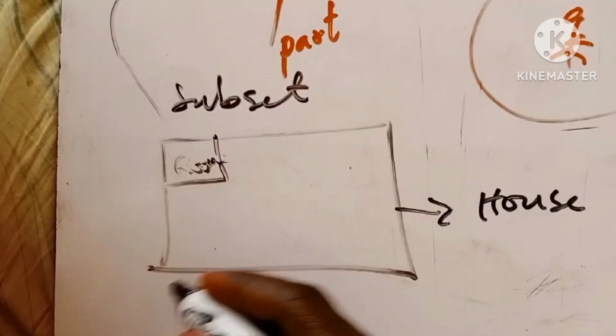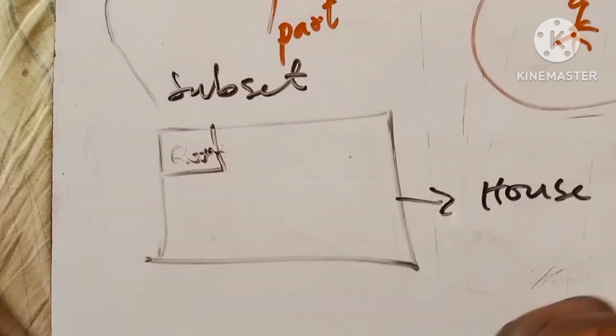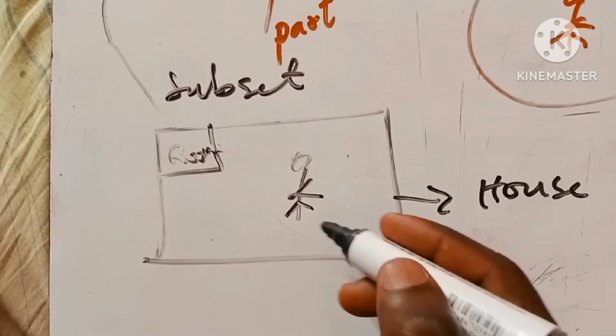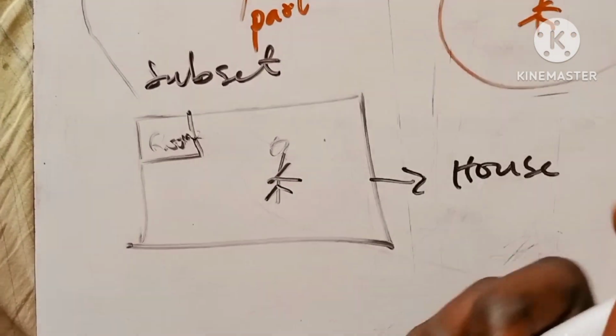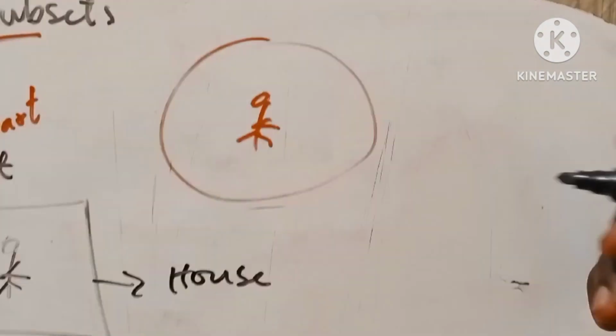Anything within the house here is what we are calling a subset, right? So if you are human beings and you live here, you are also a subset of the entire house. Now back into our mathematical definitions here.